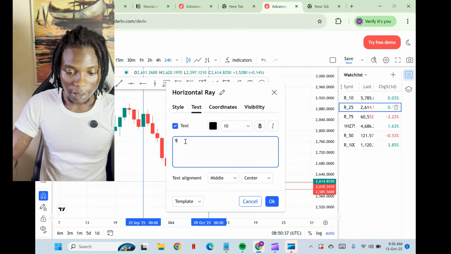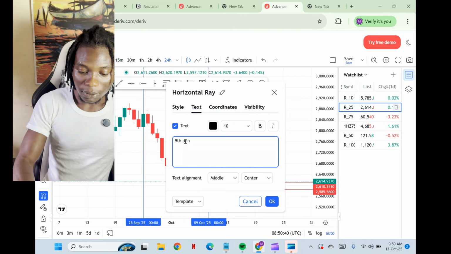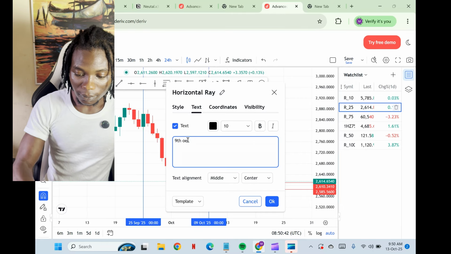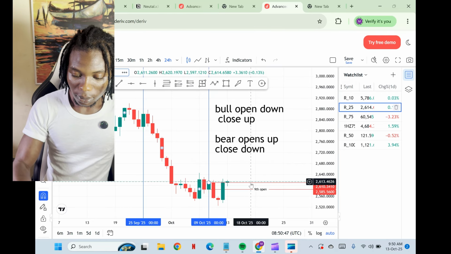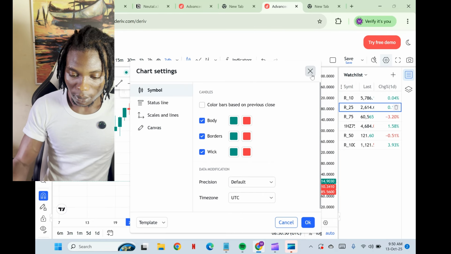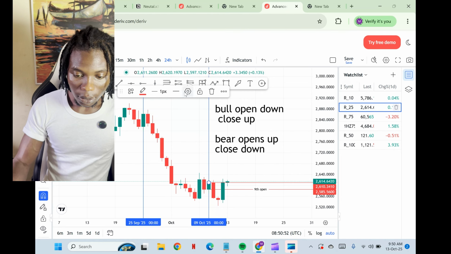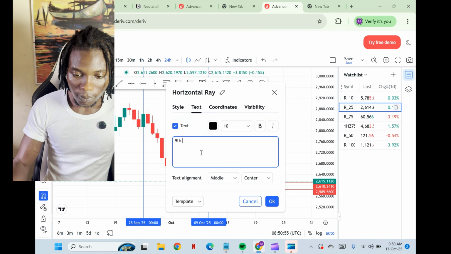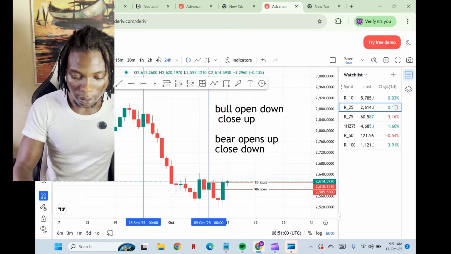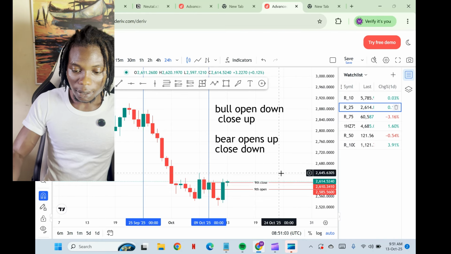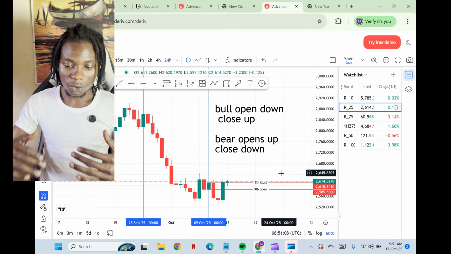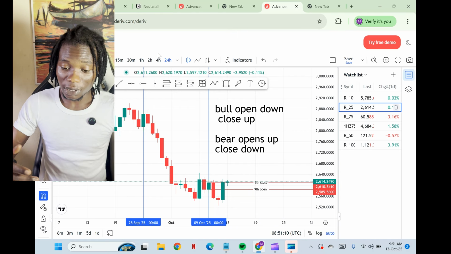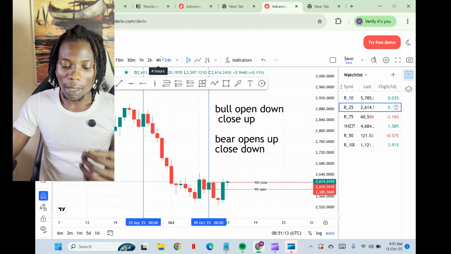So we say price open, 9th open, then 9th open, 9th close. Since we have marked our candles, where we say price opens up and closes down, then we move to our directional time frame.